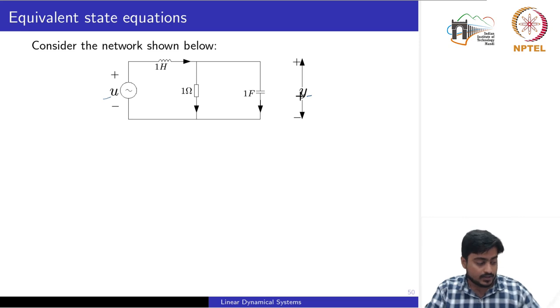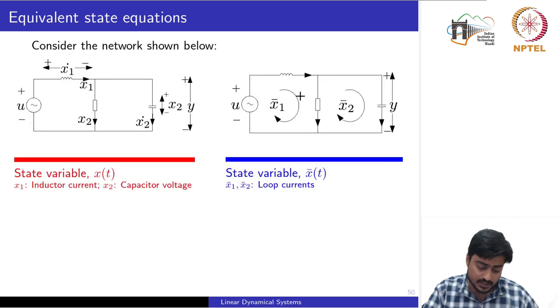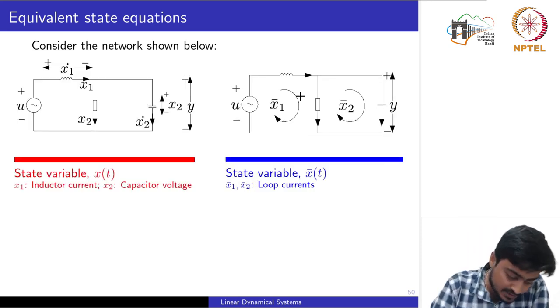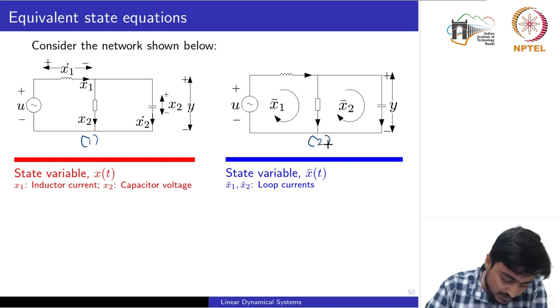Now, as we also saw in the first lecture on defining the state variables, there are multiple ways of defining the state variables. So let's see these two sets of state variables. The circuit remains the same. Let's denote this first figure and this second figure.